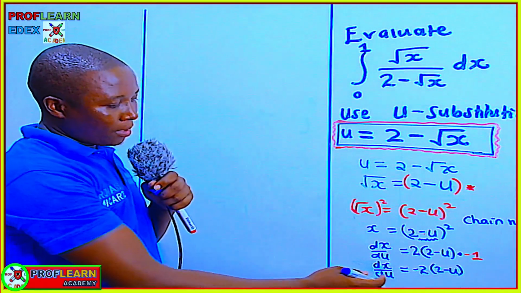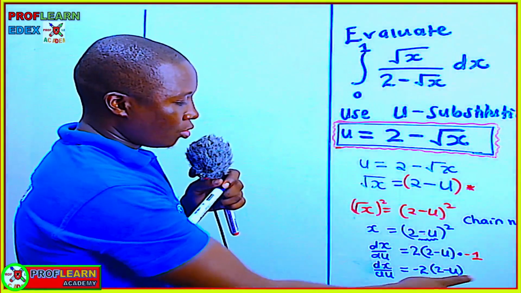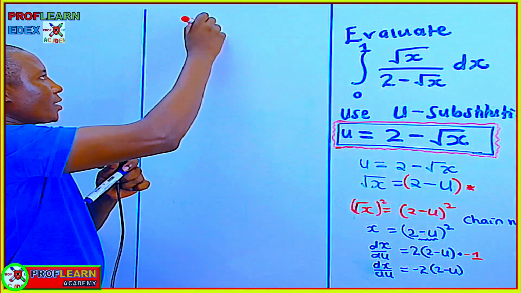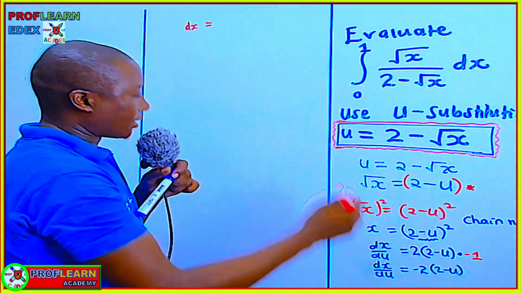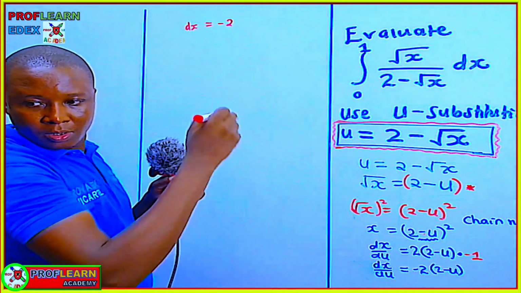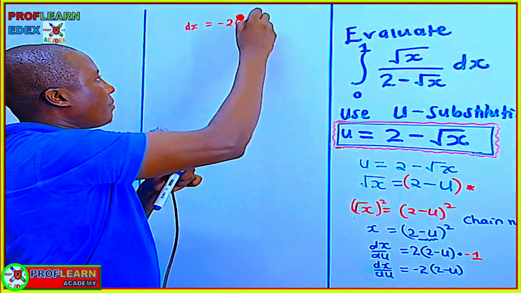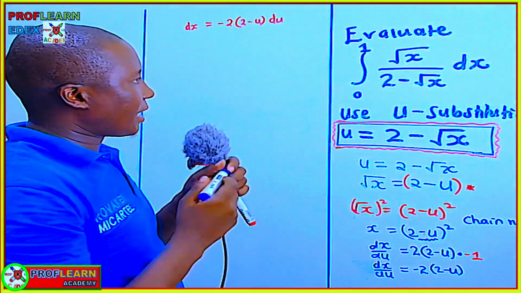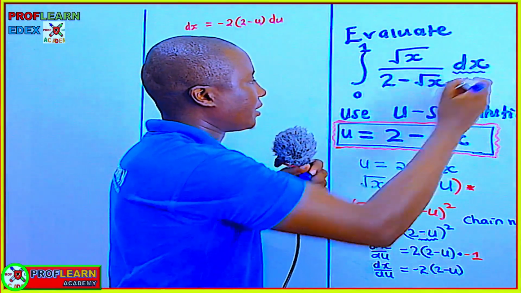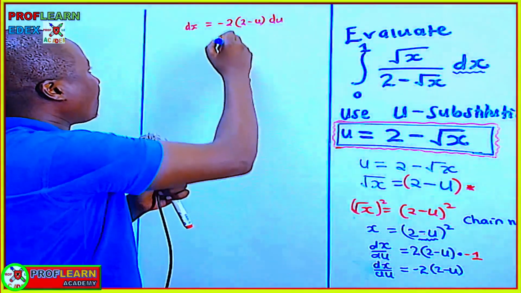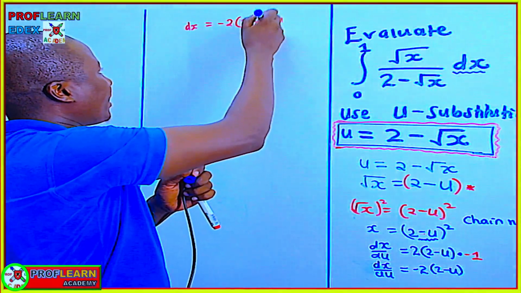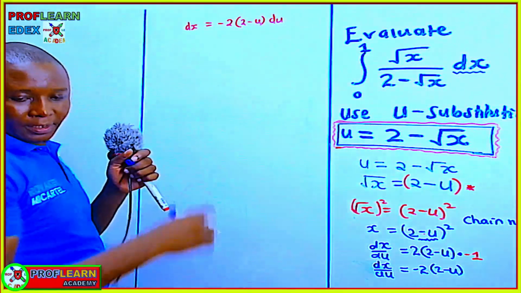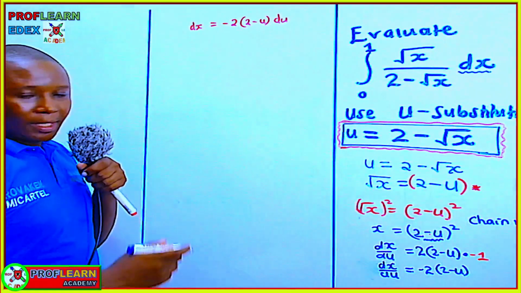Then I can multiply both sides by du, and I'll have dx is equal to minus 2 into 2 minus u du. So we can see now, anytime we have dx, it is going to be replaced by minus 2 into 2 minus u du.